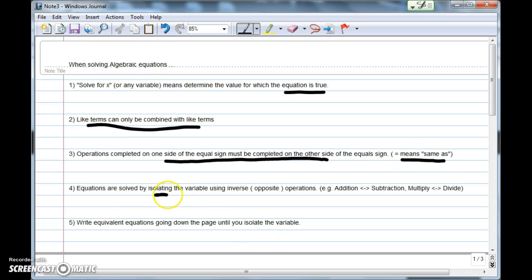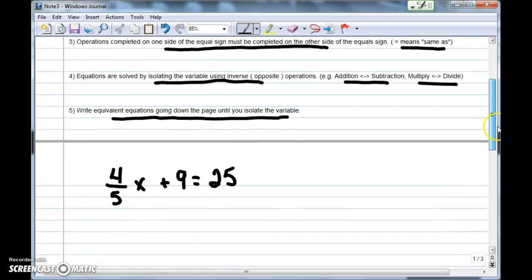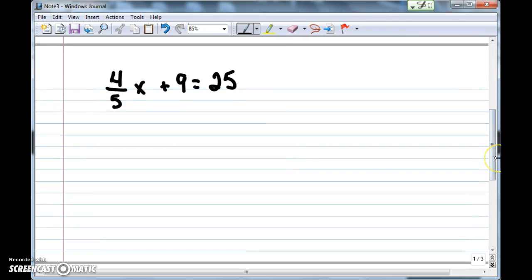Equations are solved by isolating the variable using inverses. So the opposite of addition is subtraction, multiplication is division. And then finally, we want to write equivalent equations going down the page until you isolate the variable. So let's have a look at our first equation. Our first one's going to be 4/5 x plus 9 equals 25.